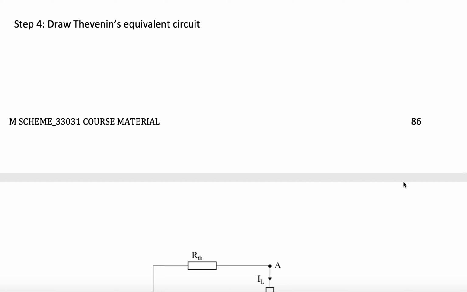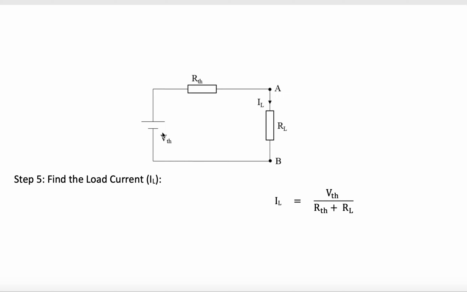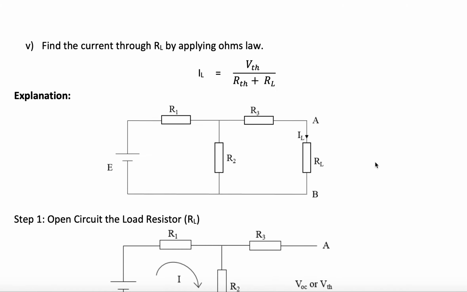Now you have to draw the Thevenin's equivalent circuit. What is Thevenin's equivalent circuit? It consists of VTH, the open circuit voltage, in series with RTH, Thevenin's resistance, across the load terminals. So you have to keep the load now. This load current IL is nothing but VTH upon RTH plus RL. That is the current flowing through the load even in the original circuit.